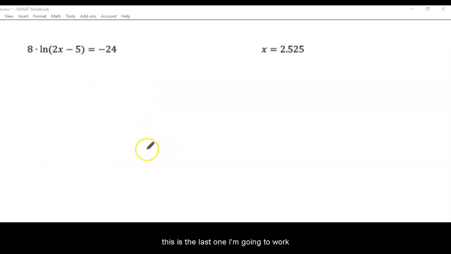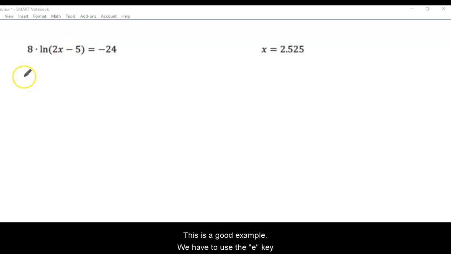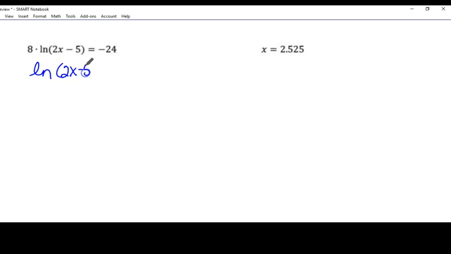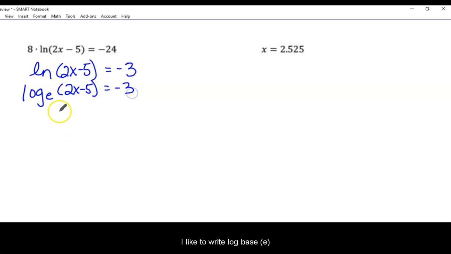Okay, so this is the last one I'm going to work. This is a good one because we do end up having to actually use the E key on this one. So let's isolate this part right here by dividing by 8. And then we are going to write this, if we think of this as log base E, then we can kind of figure out where everything goes. E to the negative 3 power equals this right here.